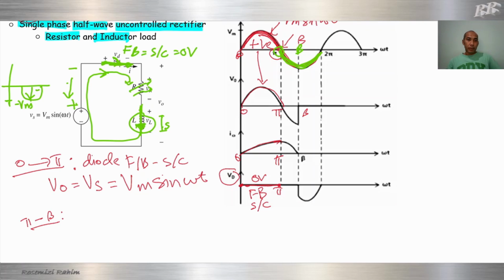Okay, from pi to beta, the diode is short circuit due to forward bias. So from pi to beta, short circuit, so 0 volt here. The diode is short circuit due to forward bias, due to the same arrow as the discharging current from the inductor.